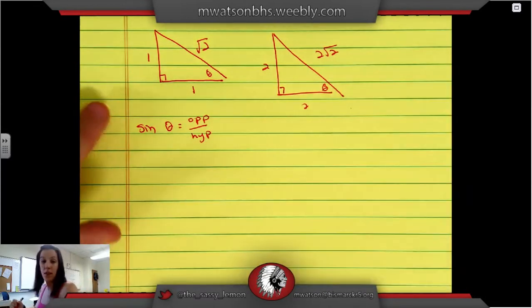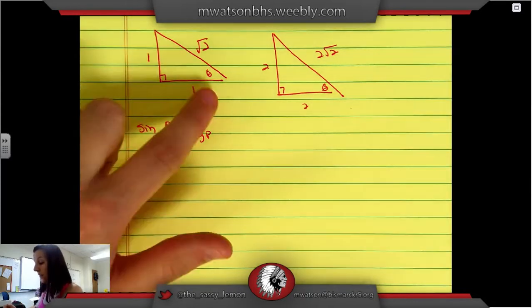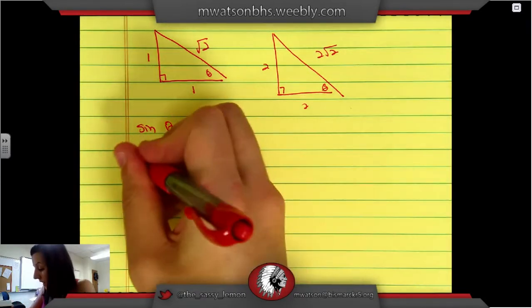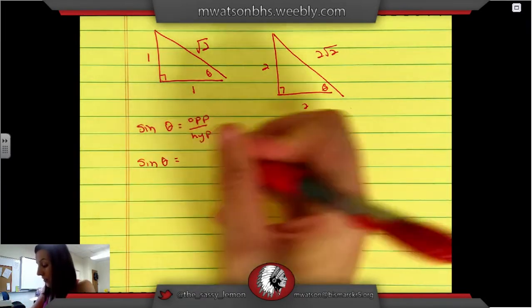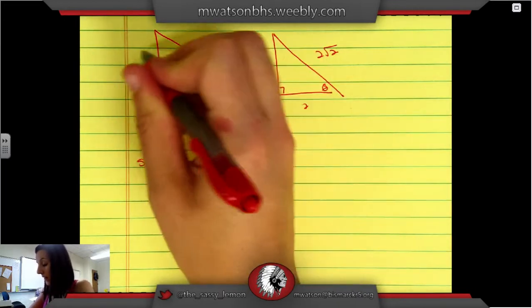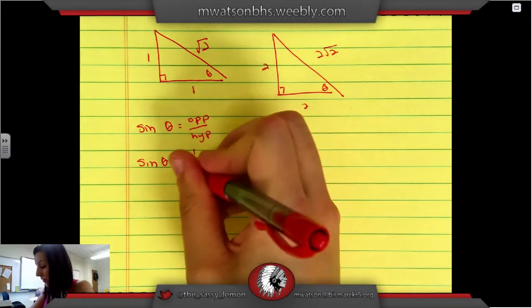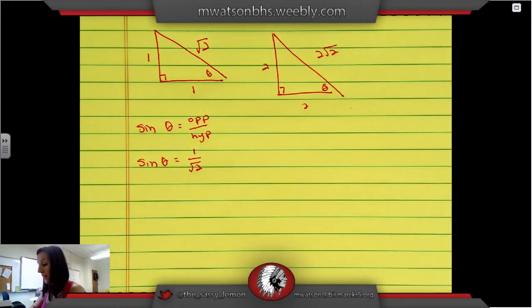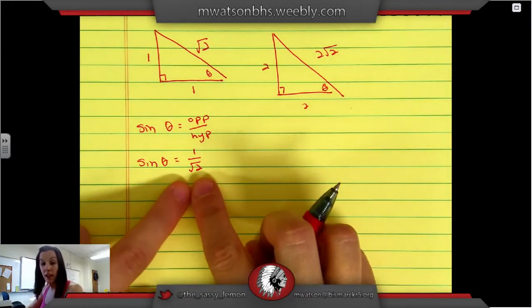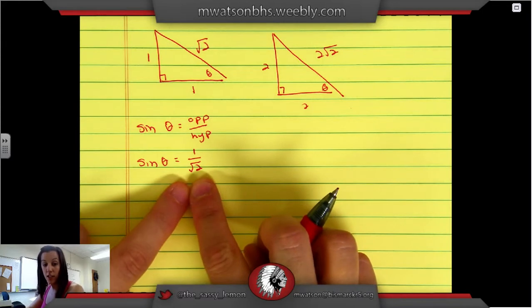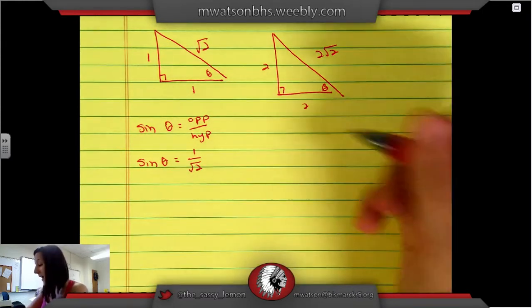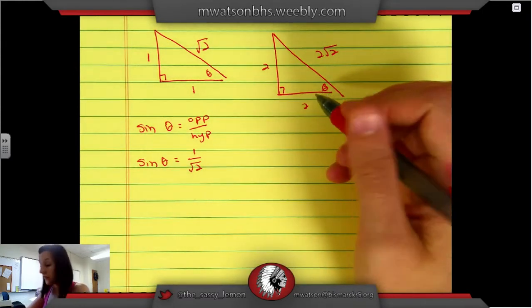So let's see what the sine of this theta is. Sine of theta in this triangle is 1, because that's the opposite side, over the hypotenuse, which is the square root of 2. Now, setting aside for a moment that we should technically rationalize this fraction, let's just leave it like this for a moment. Now let's go over to the bigger triangle.